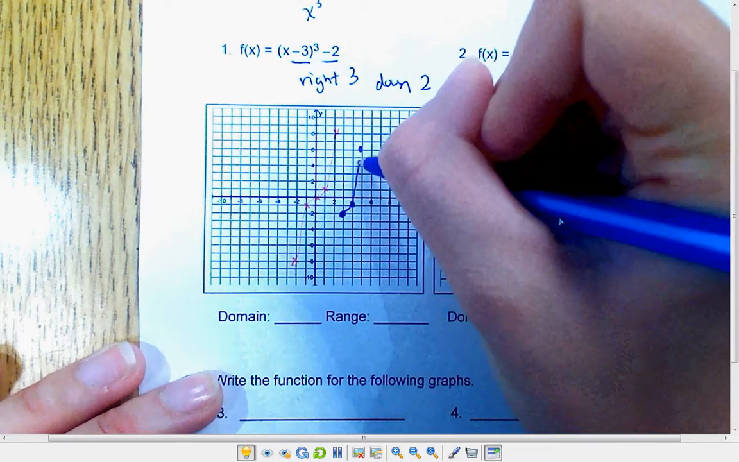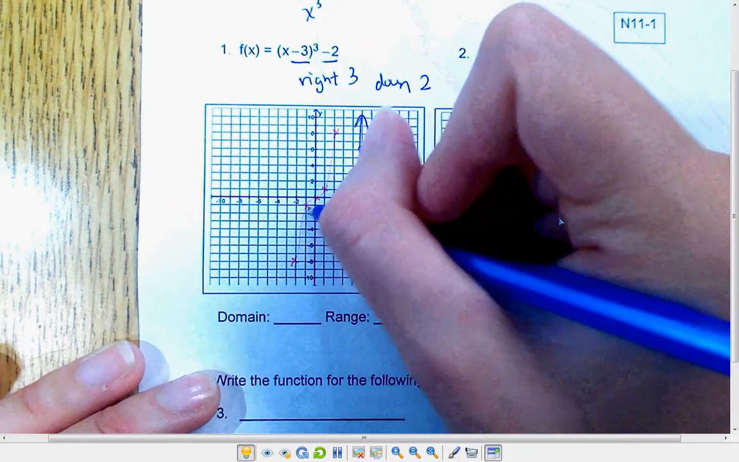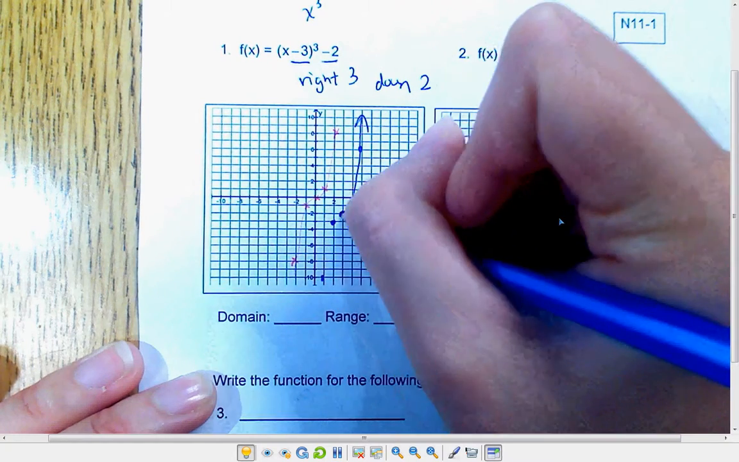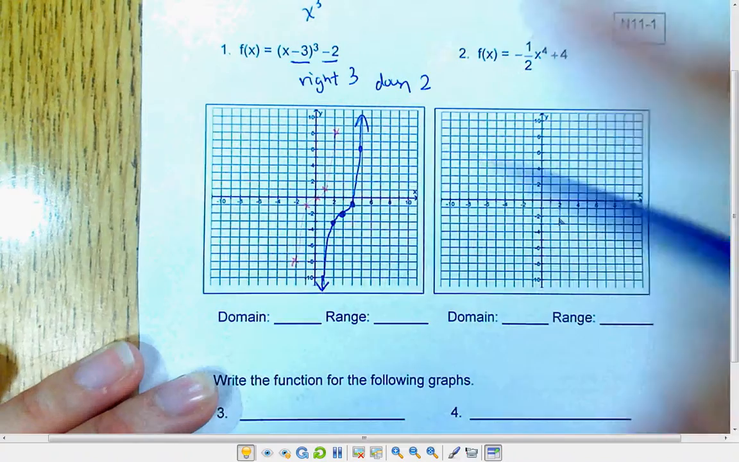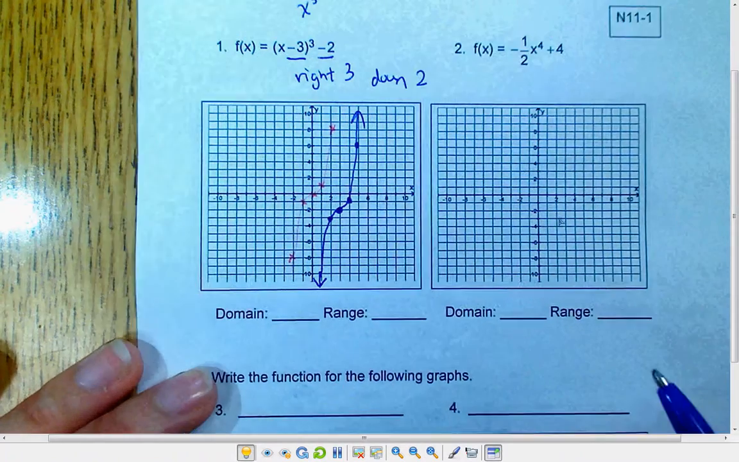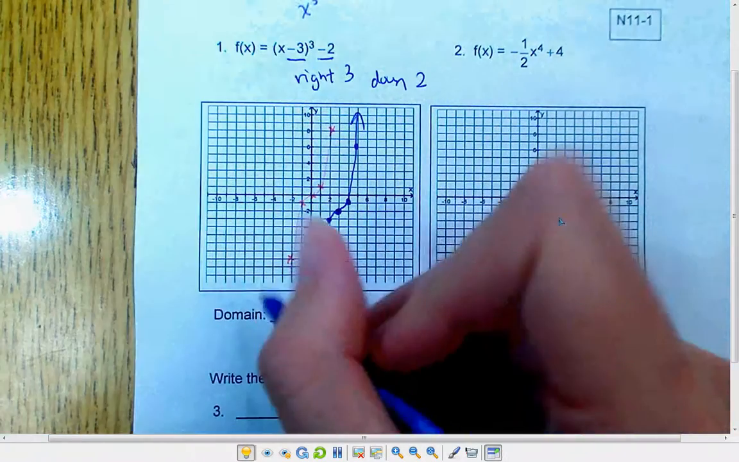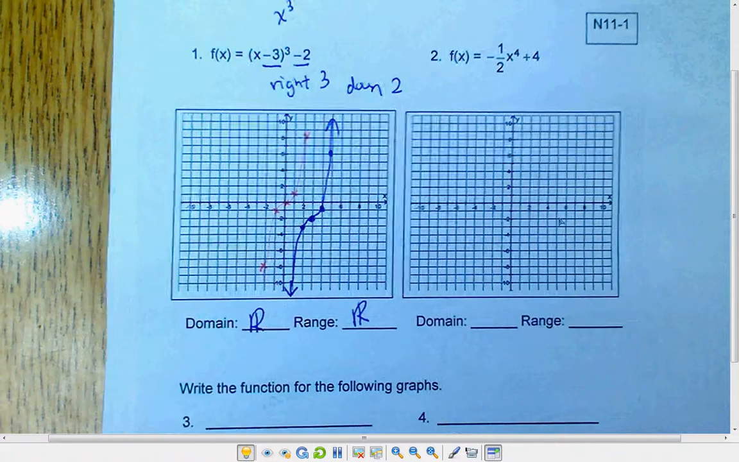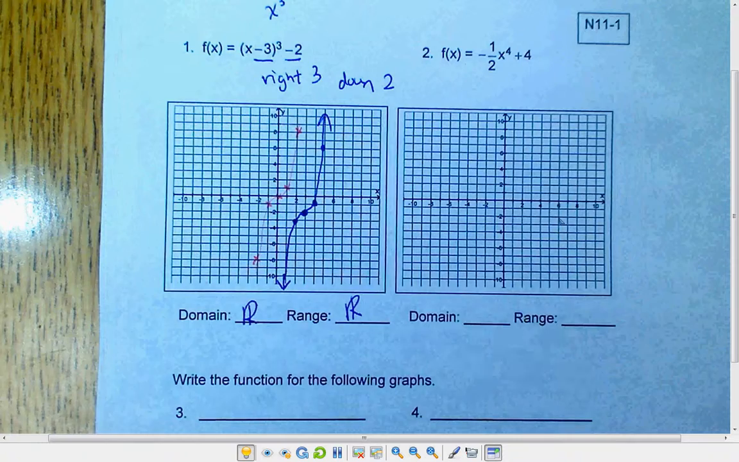So this is this side of it. Right 3, down 2, right 3, down 2. So this is my final function right there. My domain is all real numbers. My range is also all real numbers. Cool, done with number 1. Okay, let's look at number 2.